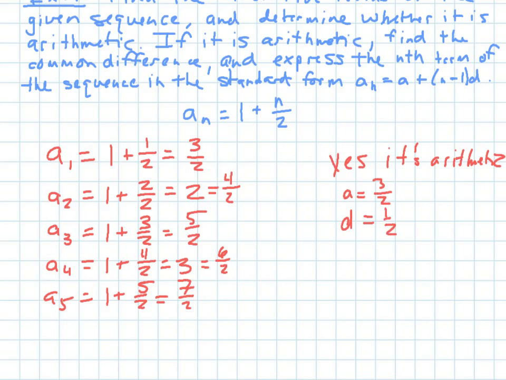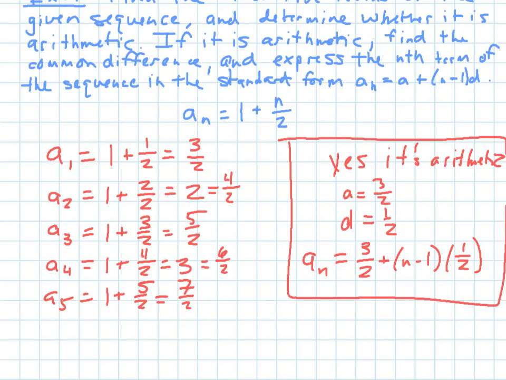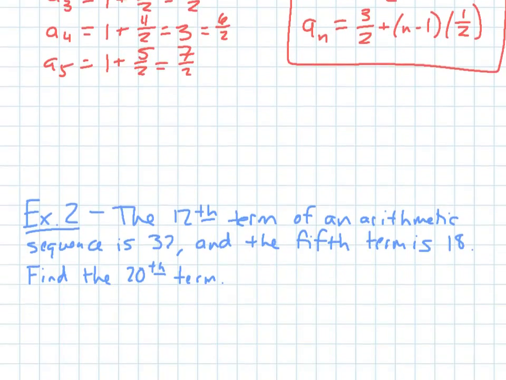So now we need to write an arithmetic sequence in standard form. So a sub n equals 3/2, which is your a, plus n minus 1 times 1/2. Okay, now you can always check. If you plug in 1, 1 minus 1 gets you 0, times 1/2 is 0, plus 3/2 is 3/2, so that gets you your first term. And then 2 minus 1 is 1, times 1/2 is 1/2, and then plus 3/2 gets you 2. So it follows what we want it to be, so that would be my answer. Okay, let's move on to example 2.